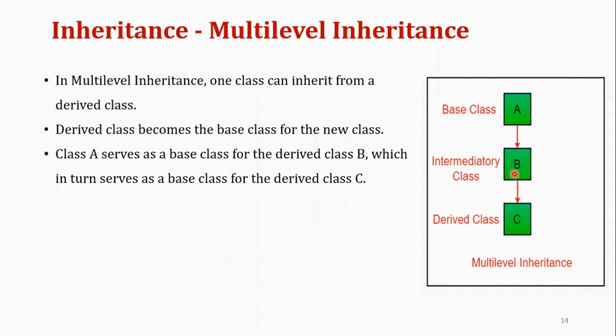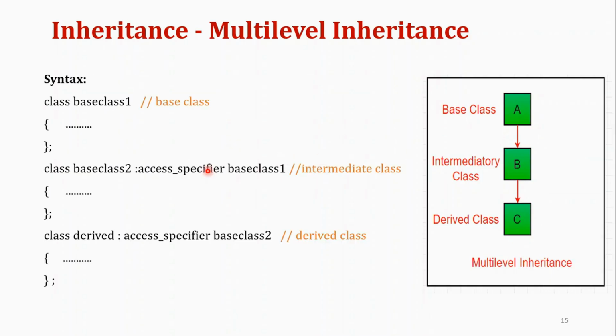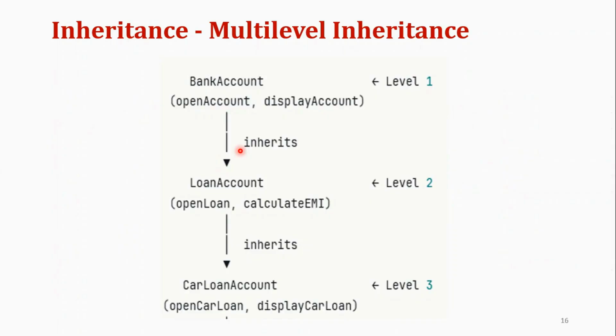Okay. And next, the syntax is given. Base class 1 is class A, base class 2 is derived from base class 1, and the derived class is derived from base class 2. So you take this class B as base class 2. So class B: public A, class C: public B. While inheriting, there is no need to include the class keyword. Only the class definition needs the class keyword. Okay. So next, this is the real world example of multi-level: bank account to loan account to car loan account. So another simple banking example.